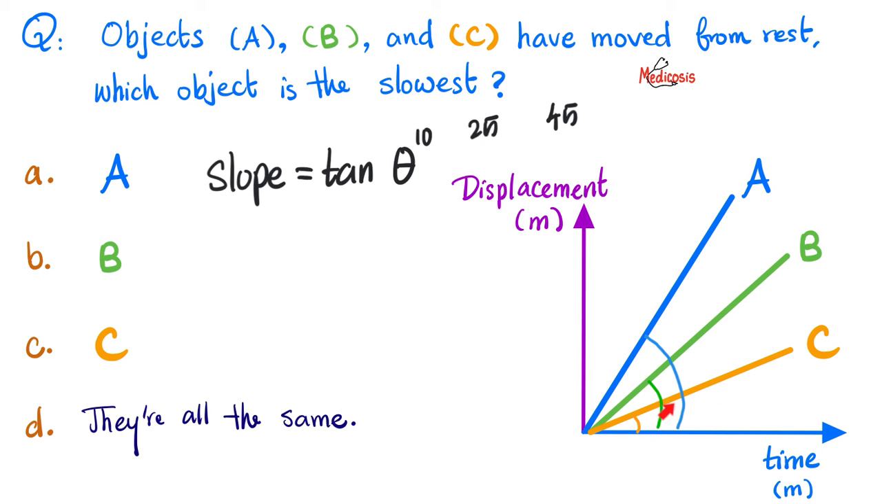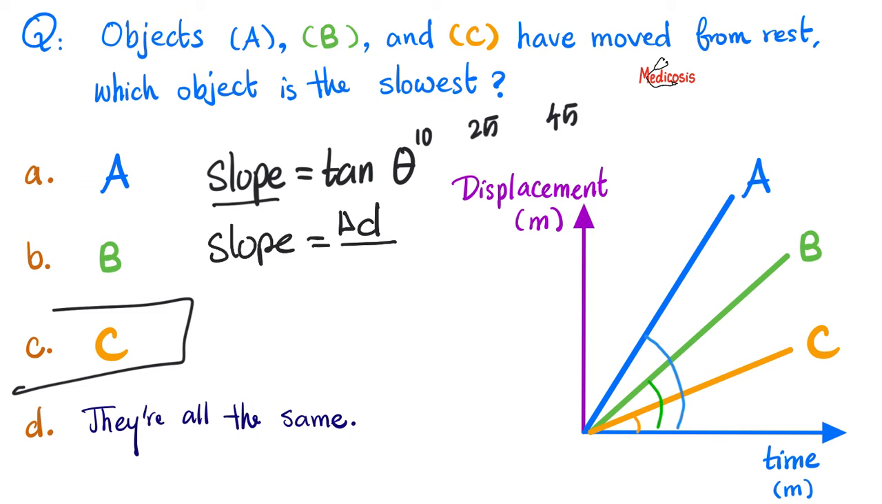If C has the lowest slope, then C has the lowest velocity, which means the slowest, making C the correct answer. Why is this? Because the slope is what? It's the change on the y-axis, which means displacement, over the change on the x-axis, which means time. Displacement over time is what? Is velocity. So the slope of each one represents its velocity. Here's the velocity for C, the velocity for B, the velocity for A. C has the lowest velocity because it has the lowest slope, because it has the smallest angle with the horizontal.